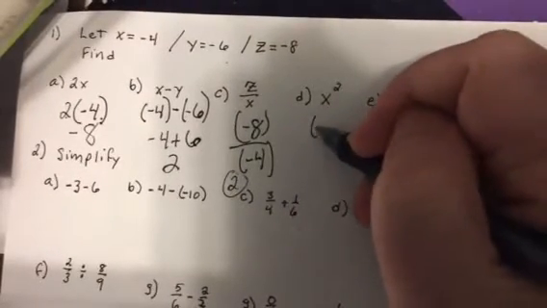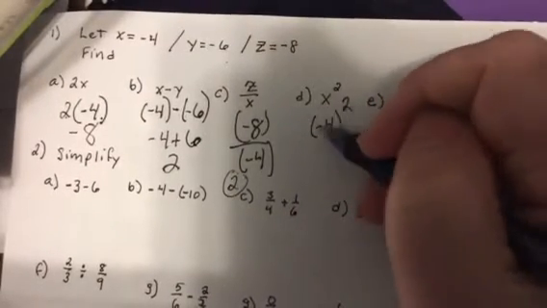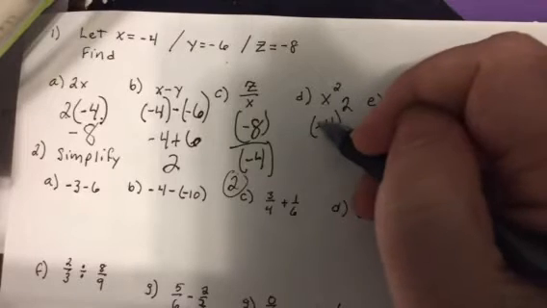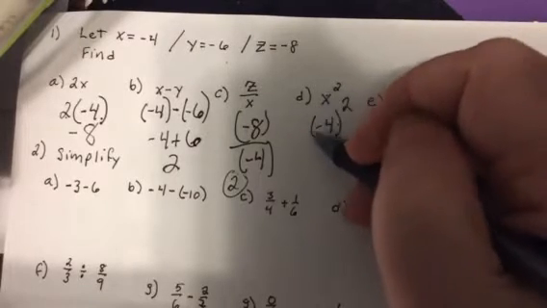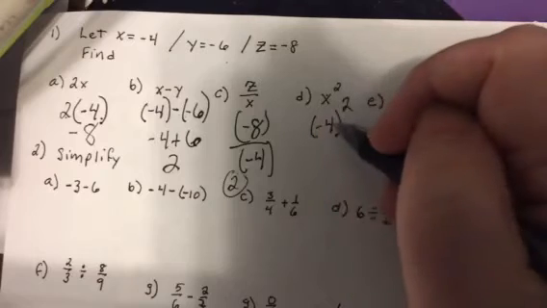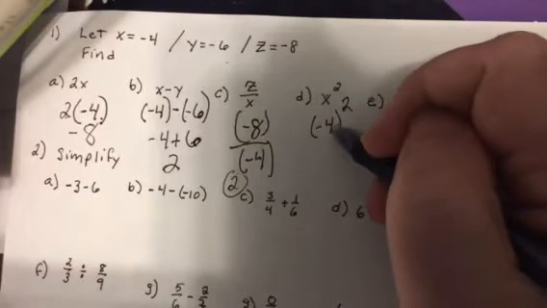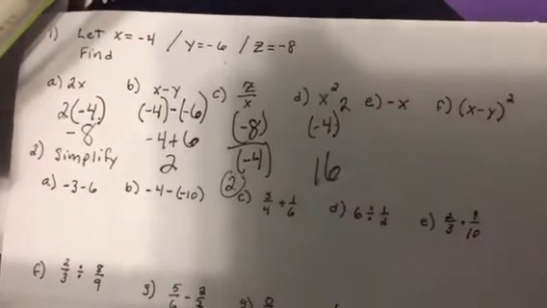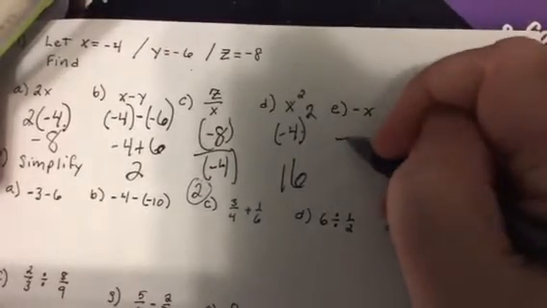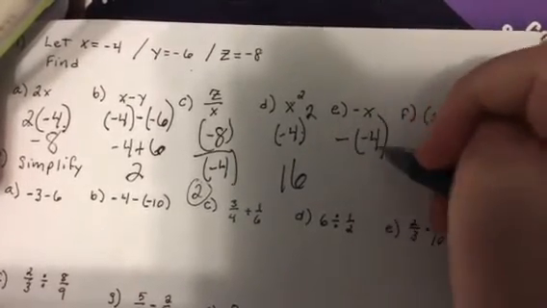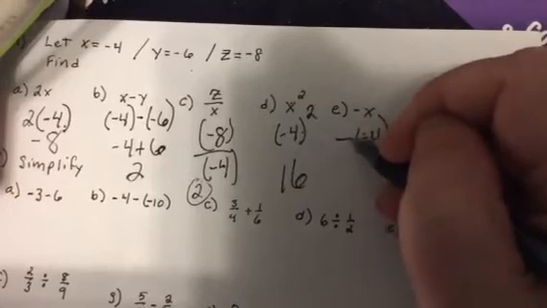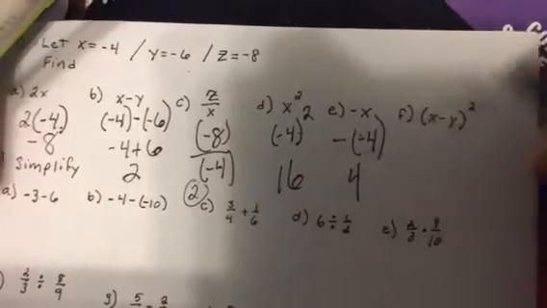X squared, we did this in class. When you substitute in, you have to use parentheses. So negative 4 squared is positive, 4 squared is 16. The opposite of negative 4, 2 negatives when you're multiplying or dividing make a positive, so that's 4.